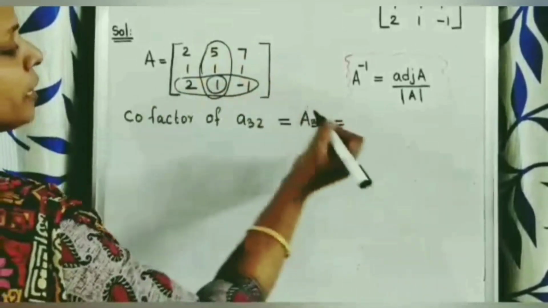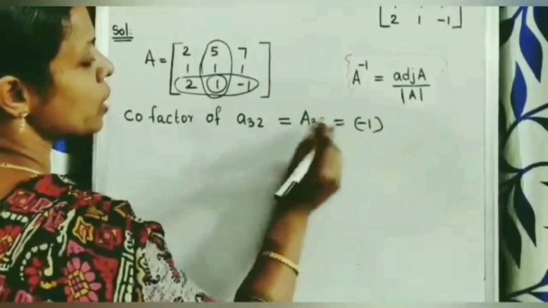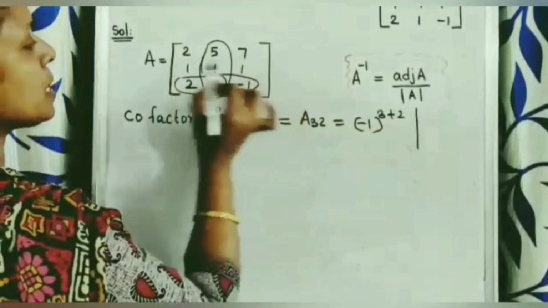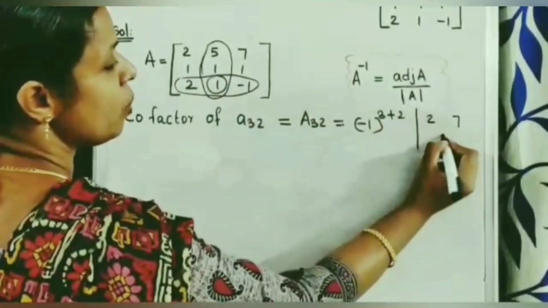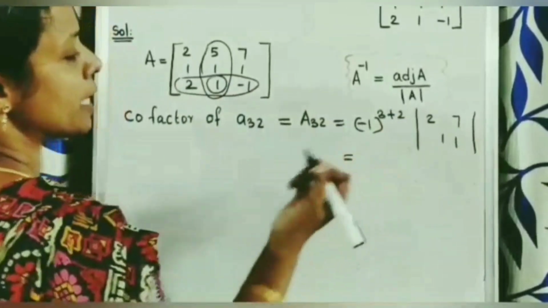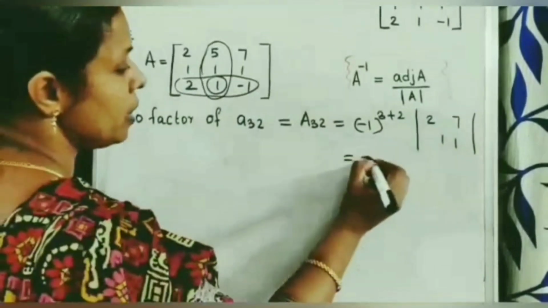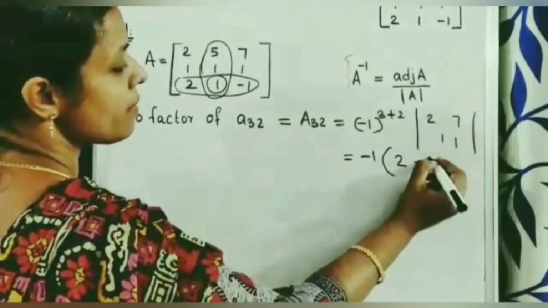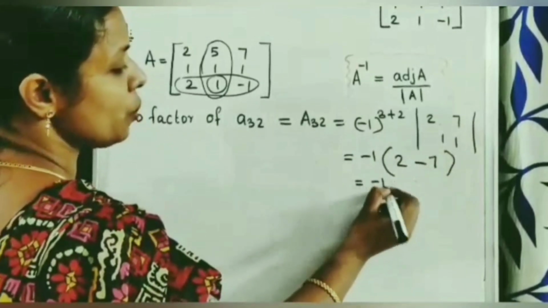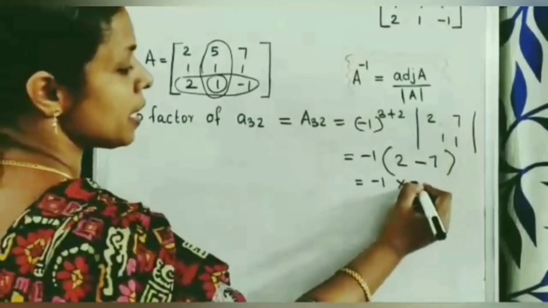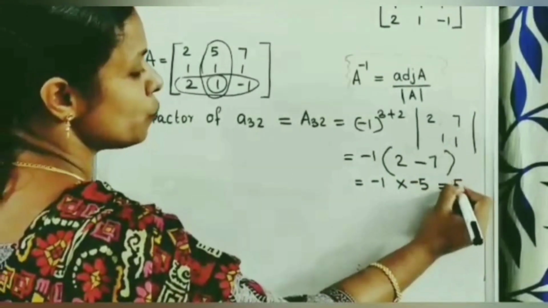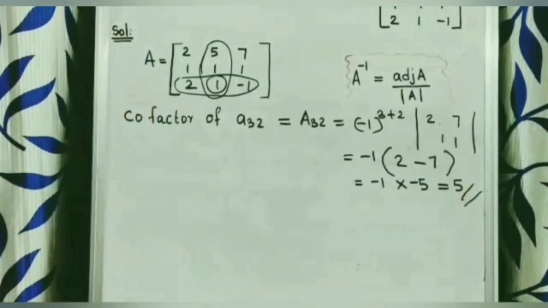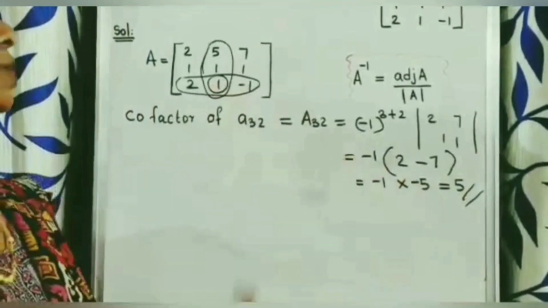Then we can write negative 1 whole raised to 3 plus 2, determinant 2, 7, 1, 1. That is equal to negative 1 whole raised to 5, which is negative 1, into 2 into 1 is 2, minus 1 into 7 is 7. We get negative 1 into 2 minus 7, which is negative 5. That is equal to 5. Now we get cofactor of A32 is 5. That is, cofactor of 1 is equal to 5.